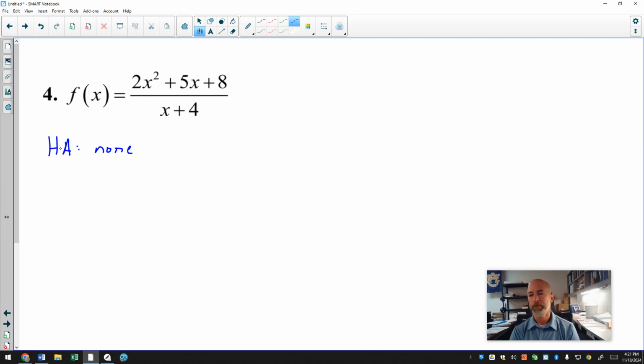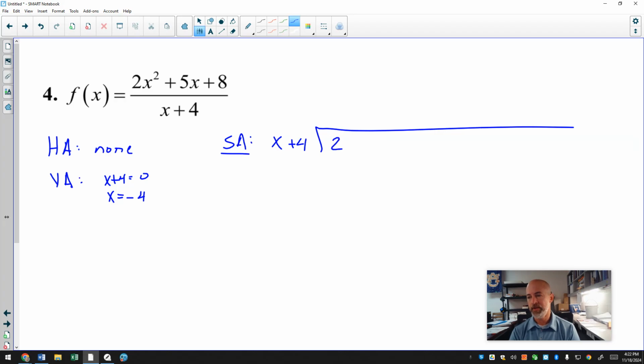Vertical asymptote is going to be easy. Set that denominator equal to 0. X plus 4 equals 0, and we have a vertical asymptote at negative 4. And this time my top degree is 1 greater than the denominator, so I do have a slant asymptote. For my slant asymptote, we need to divide the denominator into the numerator.